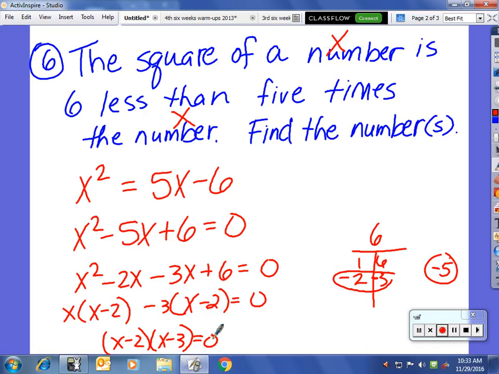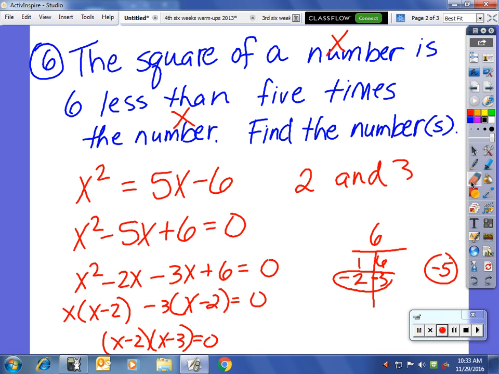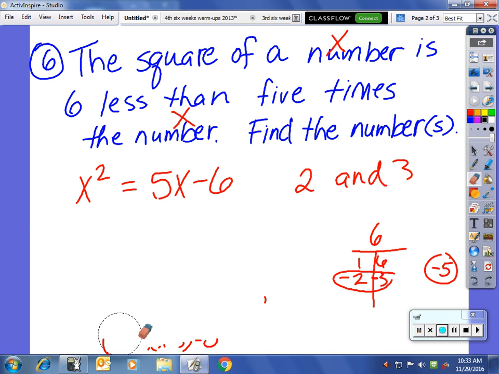Okay, what did y'all get? I got 2 and 3. Okay, this is what I was talking about a second ago, Chris. You got to make sure your signs work.